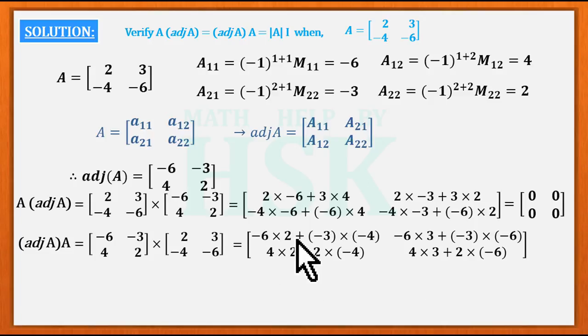So this will be equal to minus 12 plus 12, 0. This will be minus 18 plus 18, 0. This will be 8 minus 8, 0. This will be 12 minus 12, 0. So this will be equal to a null matrix of order 2 again. So these two terms are equal.